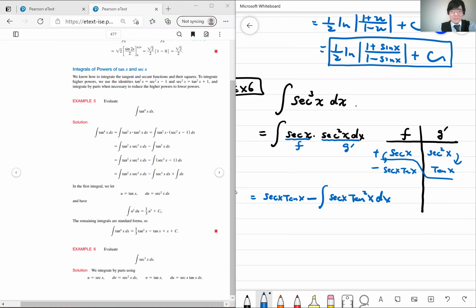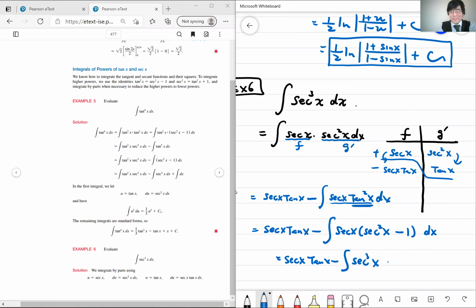Is the problem getting simpler? Not really. It's still a cubic expression. It looks complicated. But here, I'm going to use the Pythagorean theorem to change it into secant. So the tangent square is same thing as secant square x minus 1. Now you see what? Now you got the secant cube again.